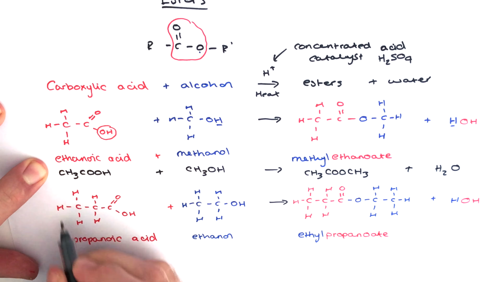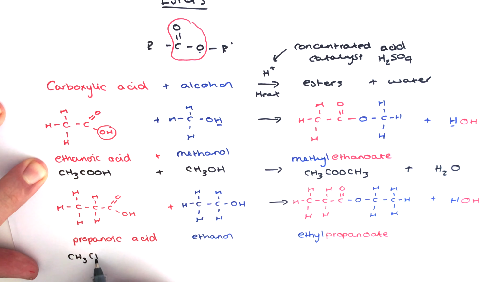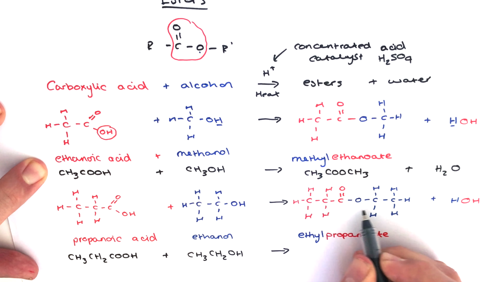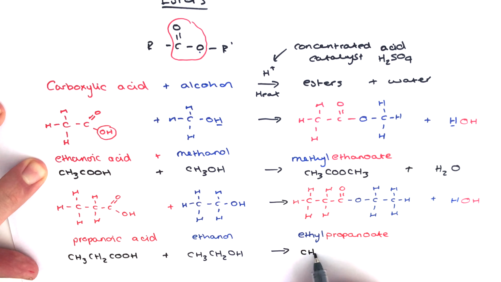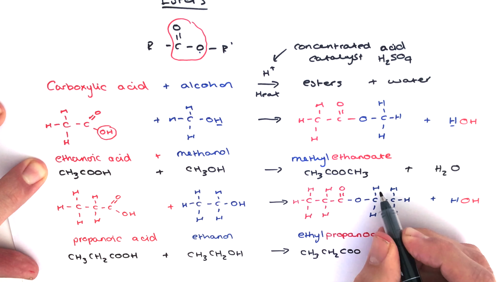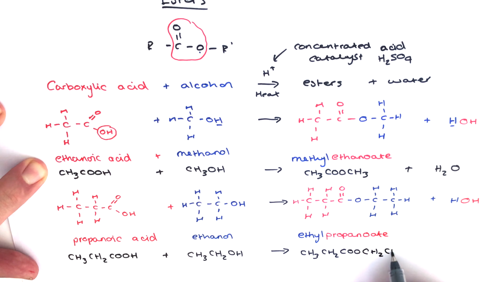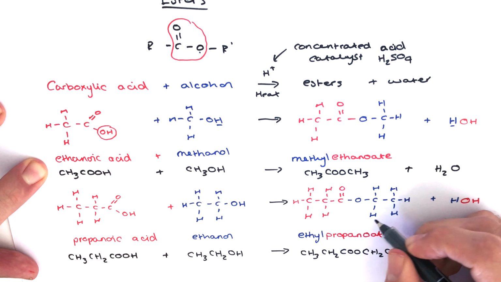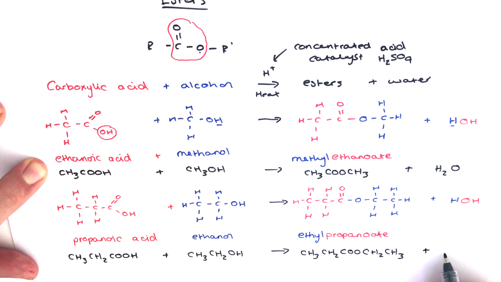For this one here, do the same thing again, CH3, CH2, COOH, plus our alcohol, CH3, CH2, OH, and then our ester, just follow the displayed formula, CH3 for the first 3 hydrogens, CH2, COO, CH2, and then CH3 at the end here. So that's the CH2 and CH3, and then H2O is water that's been lost after this reaction.